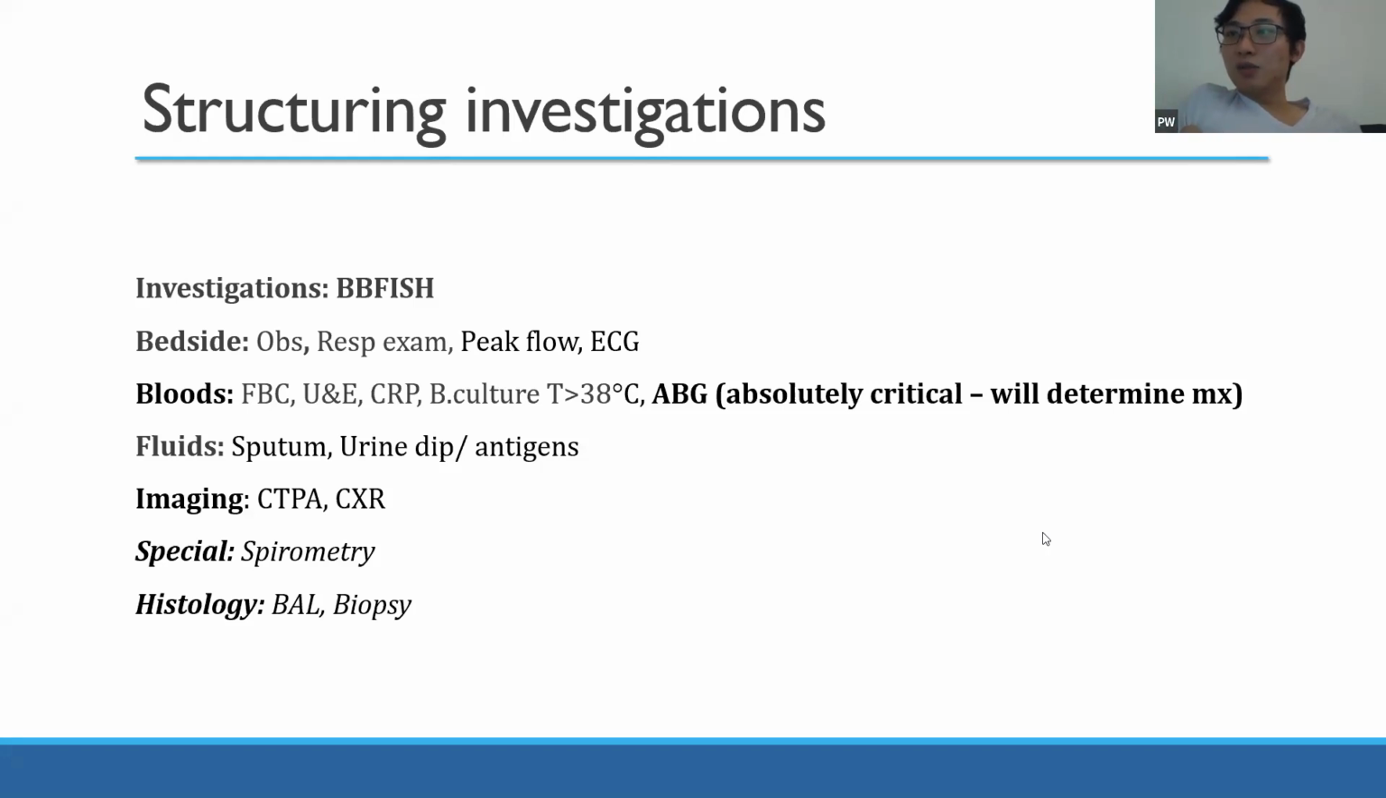And in terms of resources, I mentioned this when talking about BB fish. This is something we got told at Imperial by one of our heads of year, that this is the way they want you to structure your investigations: bedside, bloods, fluids, imaging, special, histology. You can apply this to pretty much any subject or condition. Have a think in terms of your cardiac exams, respiratory exams, neuro, abdominal. This is how you structure the investigations that you're going to order.